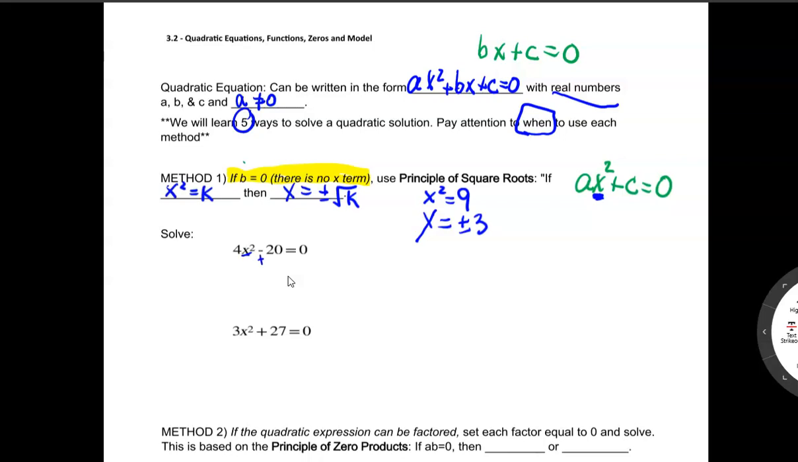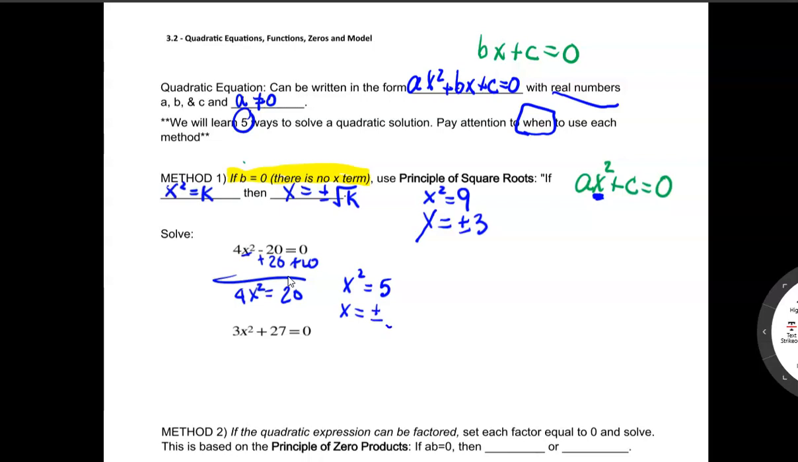So we're going to start by adding 20 to both sides. And we get 4x squared equals 20. I'm sorry, I think I left that off earlier. 4x squared equals 20. We're going to divide by 4, and we'll get x squared equals 5. And to solve that, we're going to take the square root of both sides. X equals, and remember, just like up here when we took the square root of 9, we had to remember it could be a positive 3 and a negative 3. We're going to say it could be a positive or a negative.